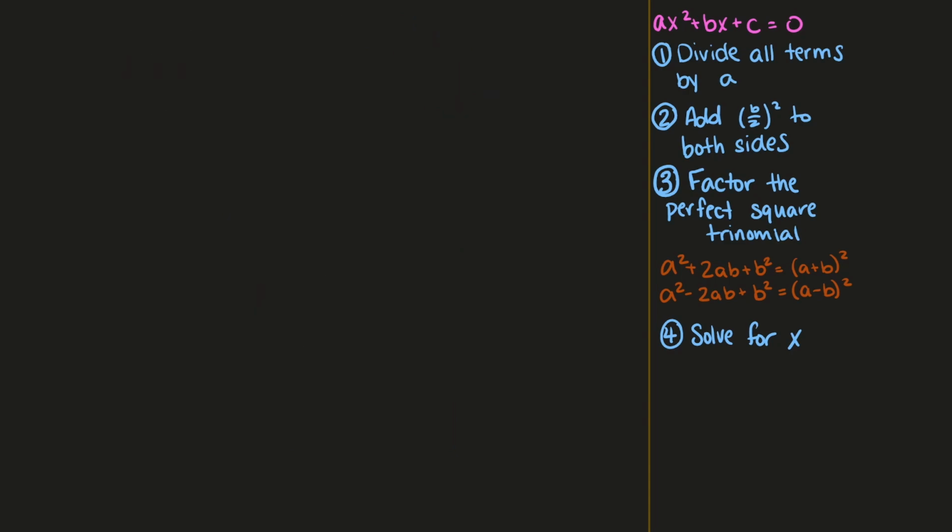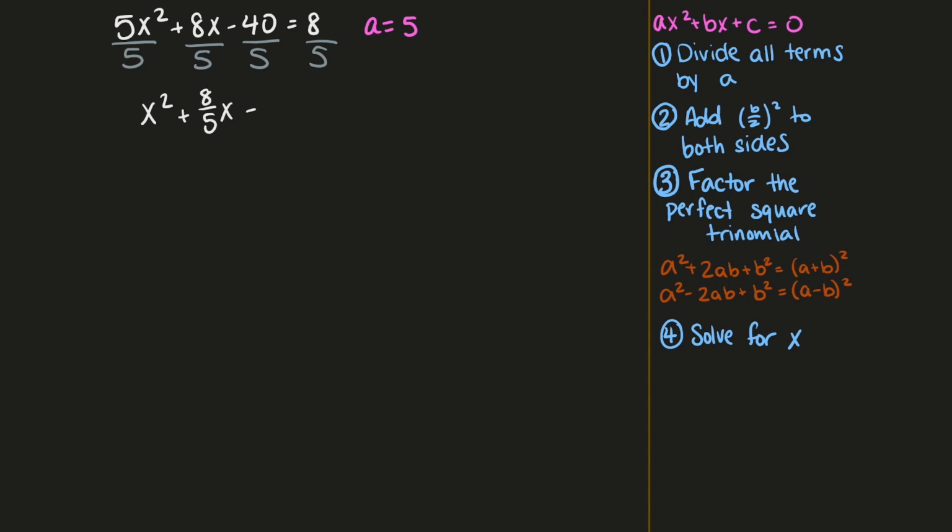So here's example 5. 5x squared plus 8x minus 40 equals 8. Our a is equal to 5, which means we're going to have to divide everything by 5. So our new expression becomes x squared plus 8 over 5x minus 8 equals 8 over 5. Now, our a is equal to 1, and our b is equal to 8 over 5. b over 2 is going to be equal to 8 over 5 over 2, which is 4 over 5.